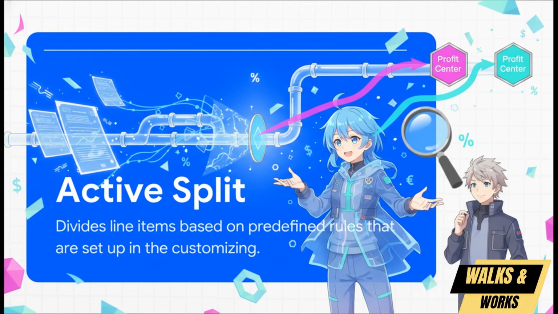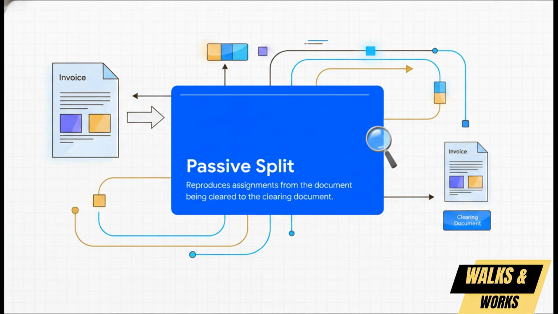It looks at the distribution rules you've built and instantly routes the tax and vendor payables to the correct profit center bins. For instance, if a user books an expense across two different profit centers, the active split uses your rules to automatically distribute the associated payables across those exact same profit centers. It calculates this on the fly, which is exactly why it's also known as an online split. On the flip side, we have the passive split.